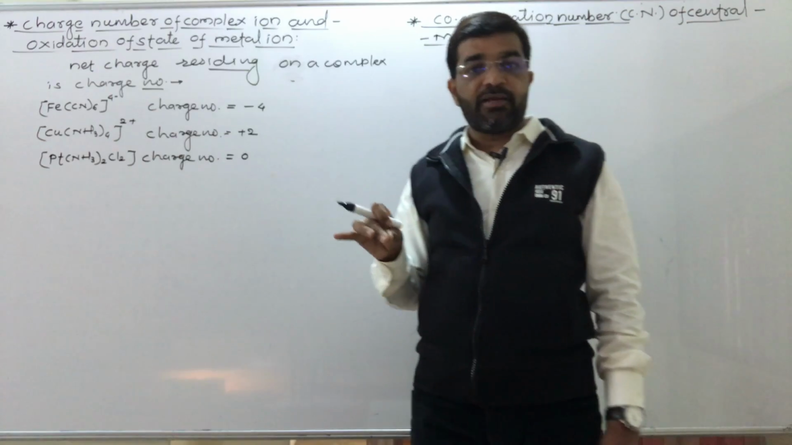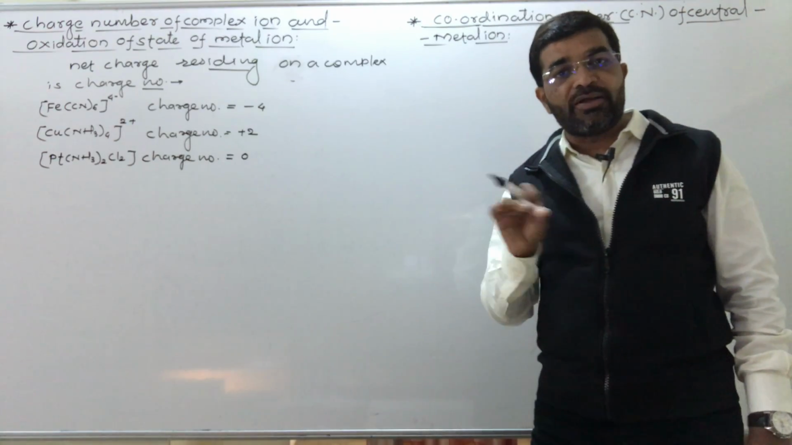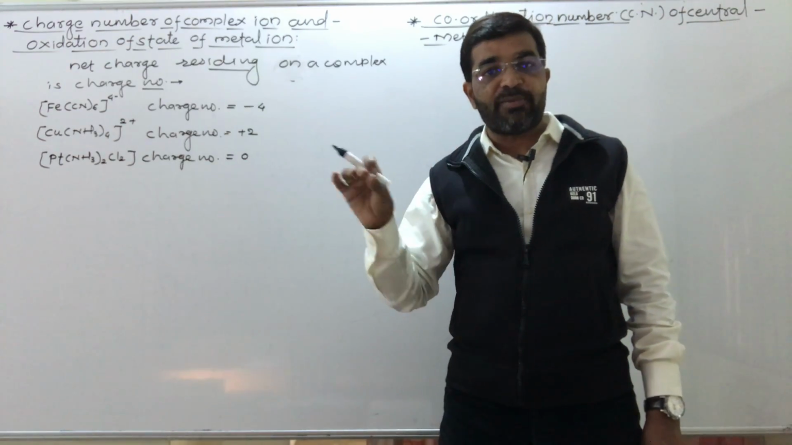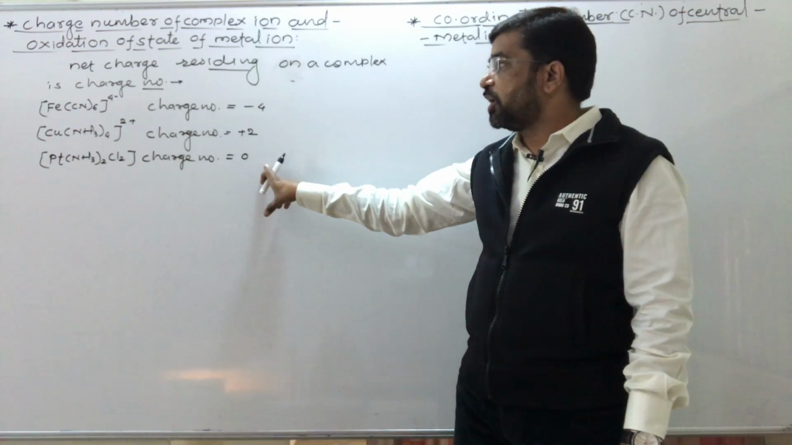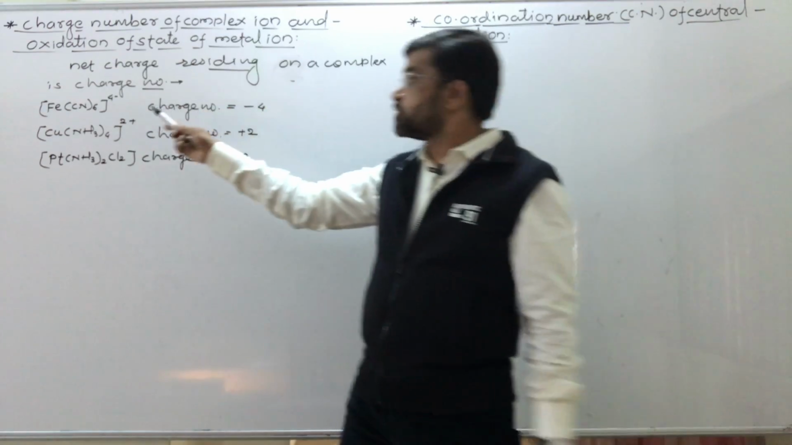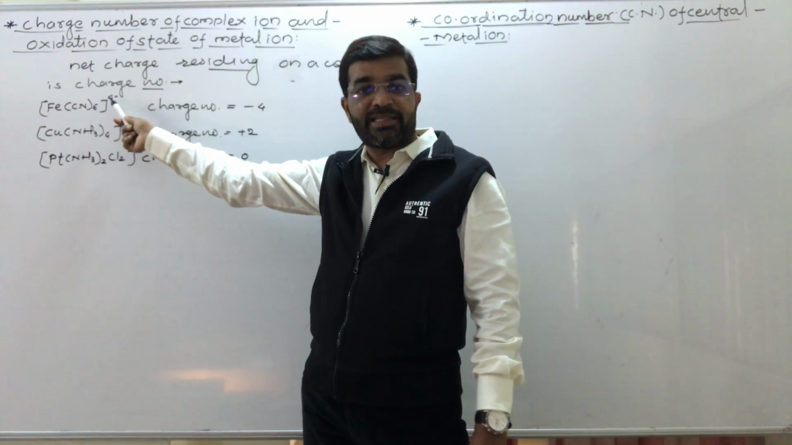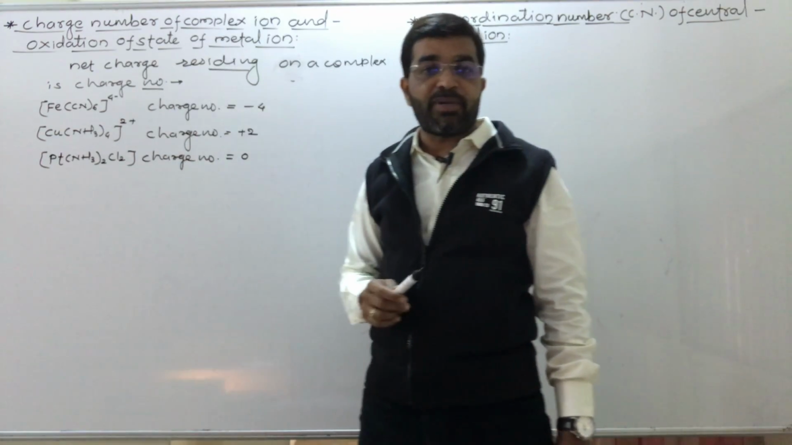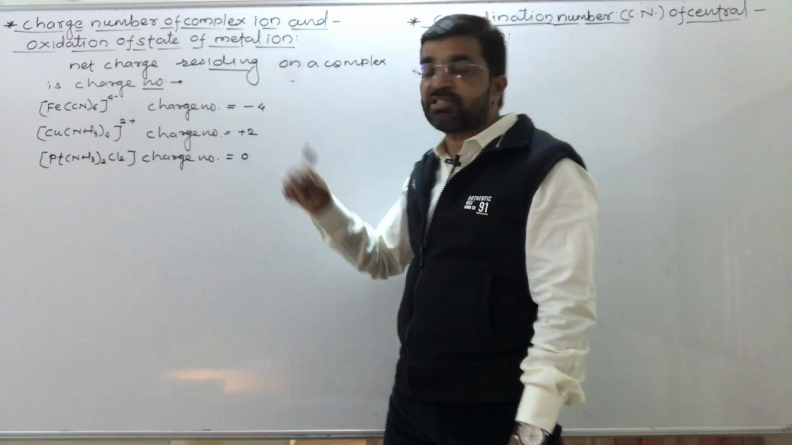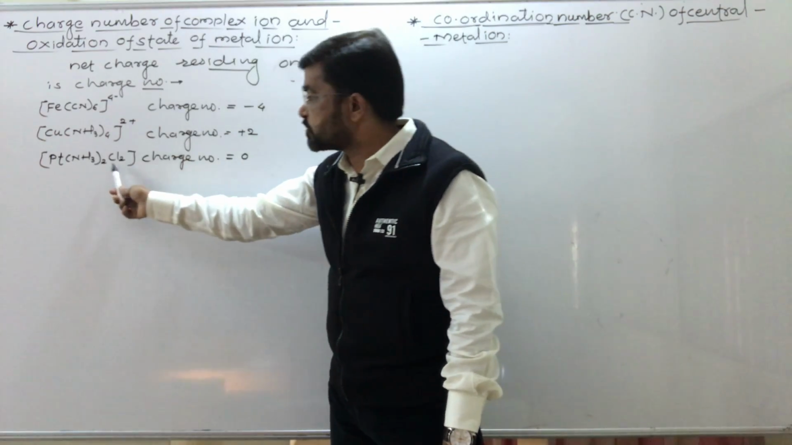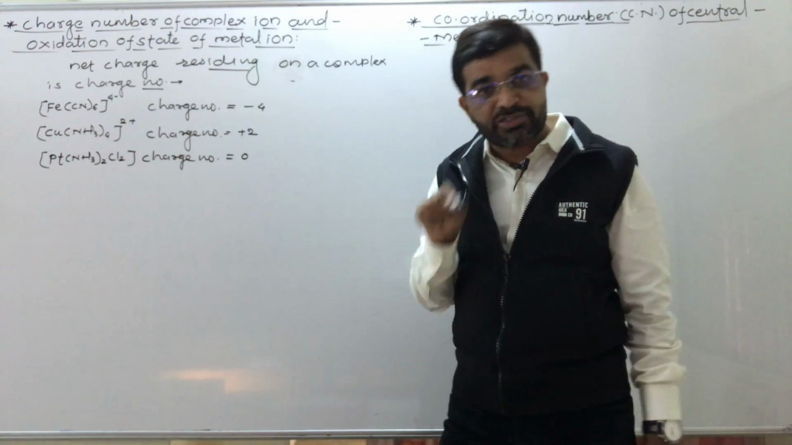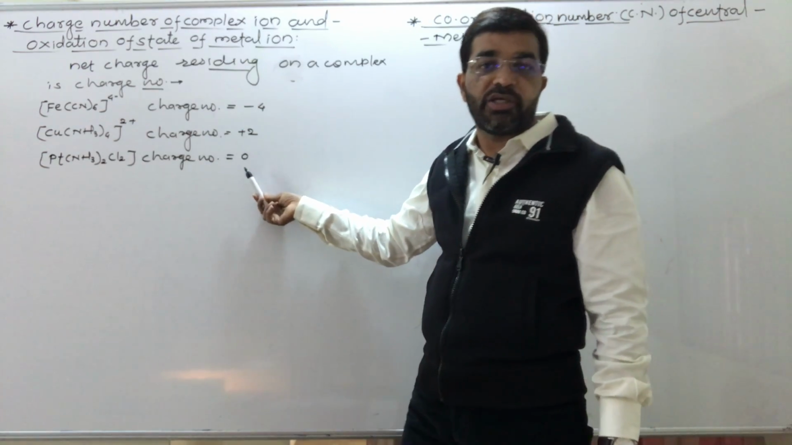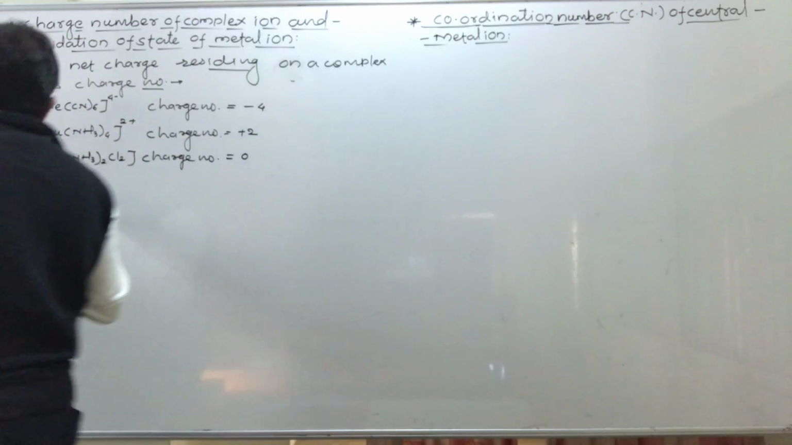So don't forget, the net charge residing on that complex ion, the net charge acquired by that complex, is called the charge number. On this complex the charge acquired is -4. Here the charge acquired by the complex is +2, therefore the charge number is +2. Here there is no charge, meaning zero charge, it is a neutral complex, therefore its charge number is 0.